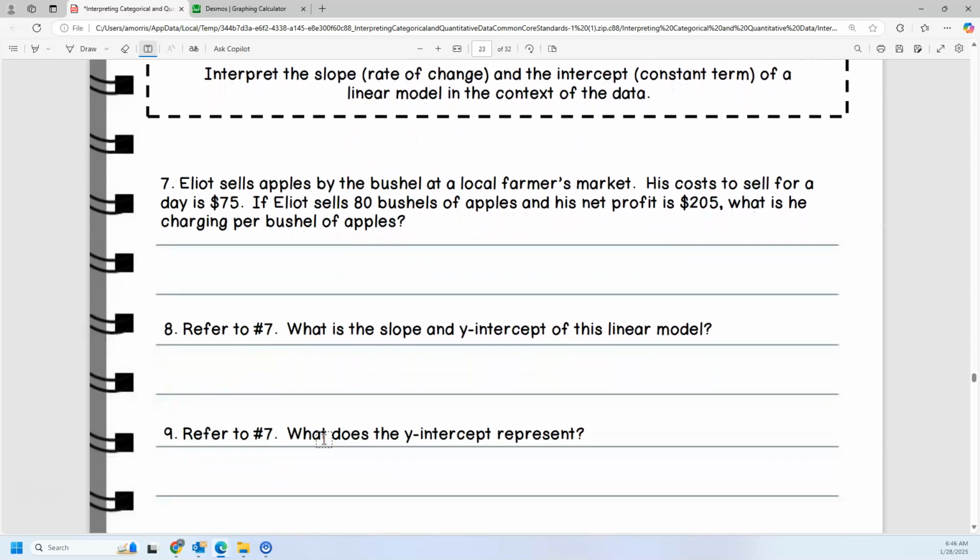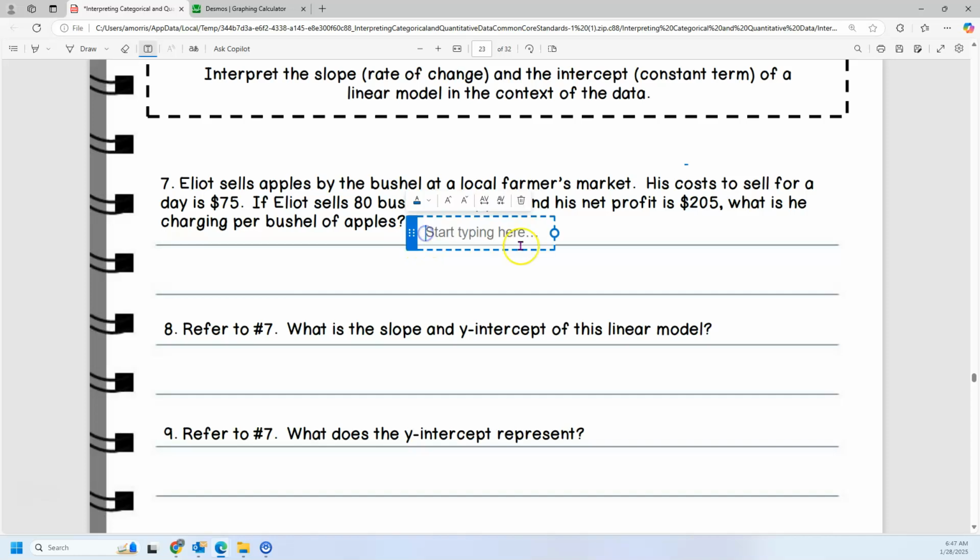All right, interpret the slope and rate of change. Elliot sells apples by the bushels at a local farmer's market. His cost to sell the apples is a $75 a day cost. Okay, so that means this is going to be negative. If Elliot sells 80 bushels of apples, his net profit is $205. What is he charging per bushel of apples?